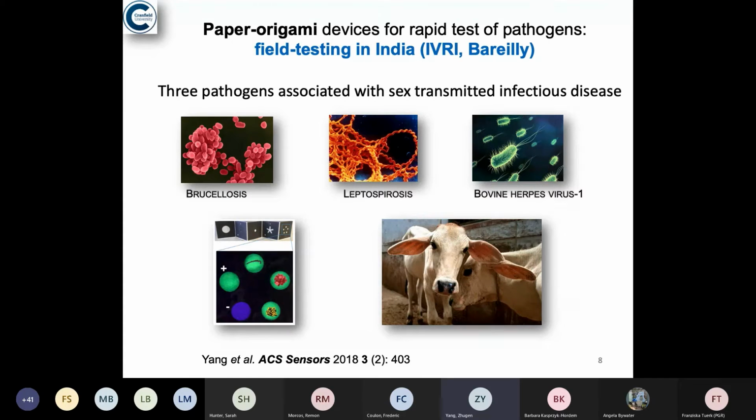So we focus on three common pathogens associated with sexually transmitted infection of buffalo and bovine. Then we developed a wax-printed paper analytical device to rapidly test three pathogens and read the data using the colorimetric method by color changes. Here, the green spots represent negative and blue positive. And I will show you how exactly it works.